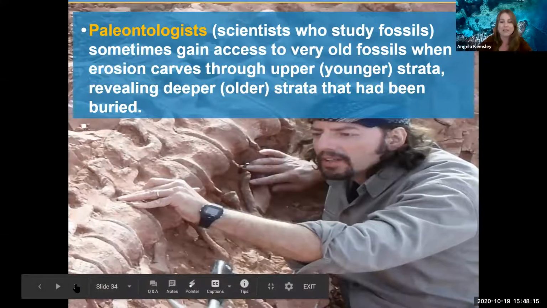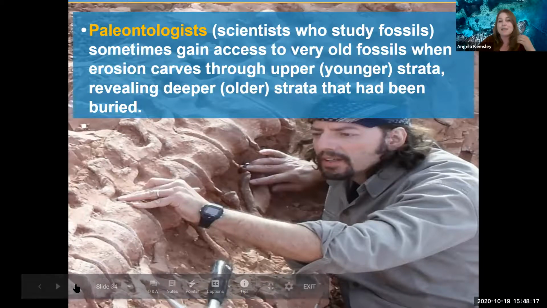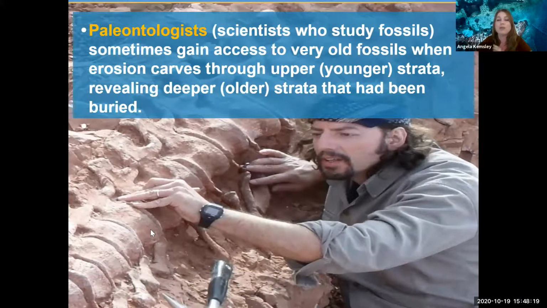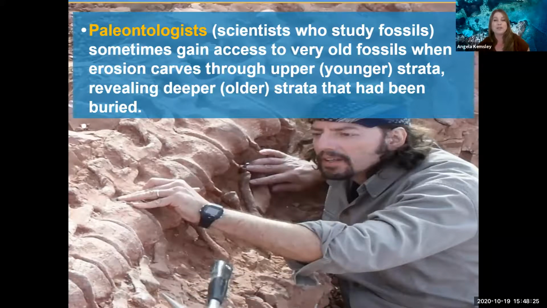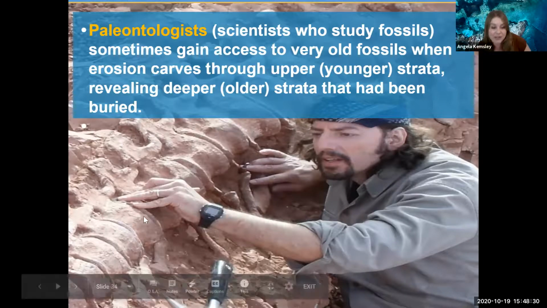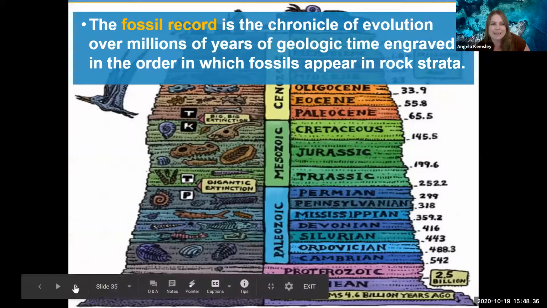So paleontologists, scientists who study fossils, can sometimes gain access to very old fossils when erosion carves through the younger strata, which then reveals the deeper, older strata, which have been buried for forever. And we're able to get our hands on new fossils quite often, which is very exciting. And the fossil record is the chronicle of evolution over millions of years of geologic time, engraved in the order in which fossils appear in the rock strata.